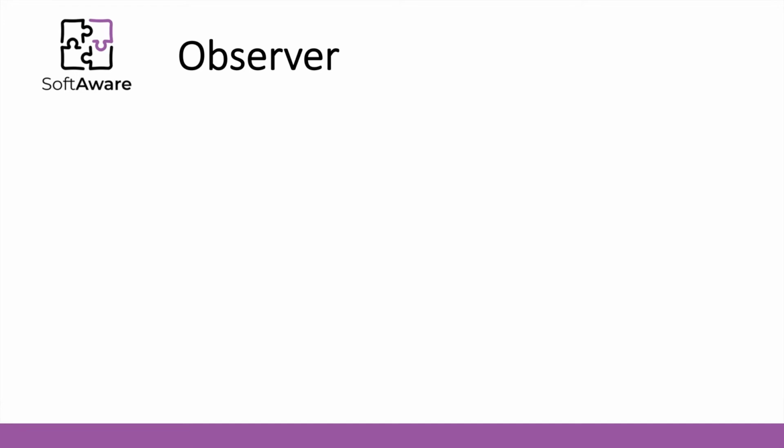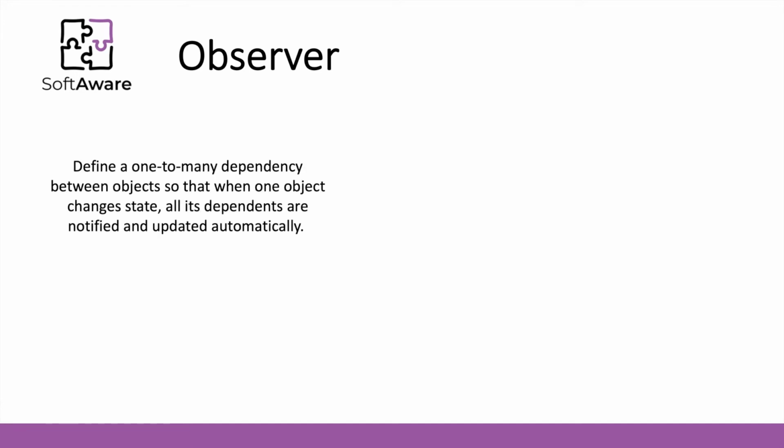An observer defines a one-to-many dependency between objects so that when one object changes state, all its dependents are notified and updated automatically. Use the observer pattern in any of the following situations. When an abstraction has two aspects, one dependent on the other, encapsulating these aspects in separate objects lets you vary and reuse them independently. When a change to one object requires changing others, and you don't know how many objects need to be changed. Or when an object should be able to notify other objects without making assumptions about who these objects are. In other words, you don't want these objects tightly coupled.